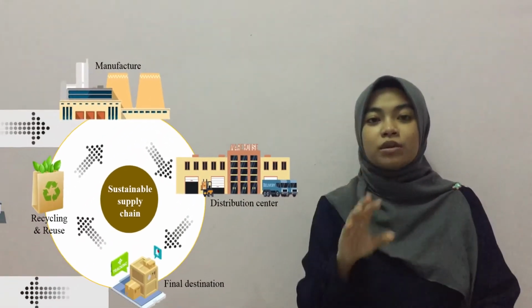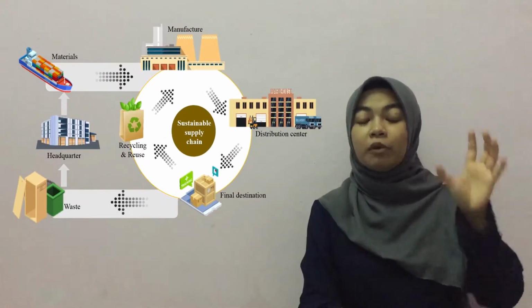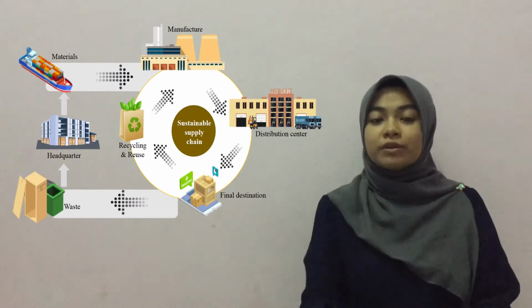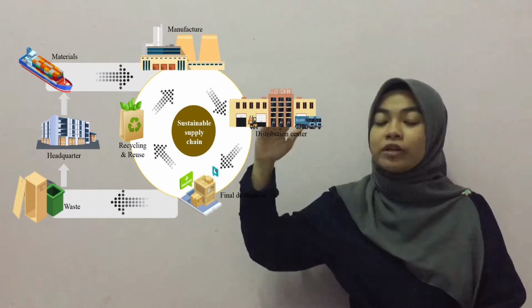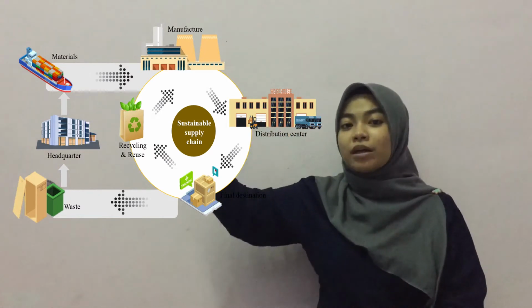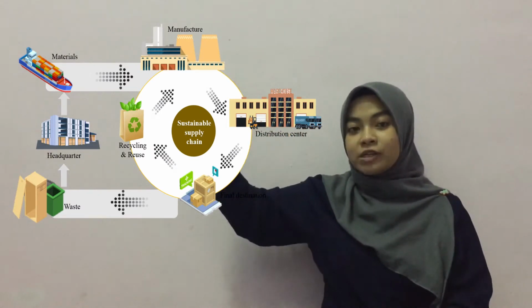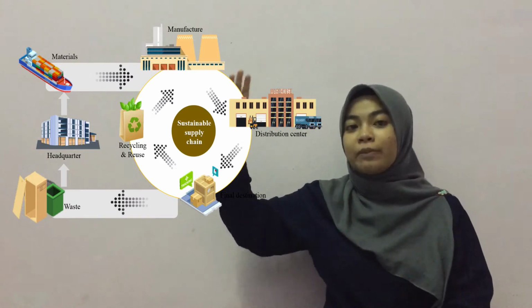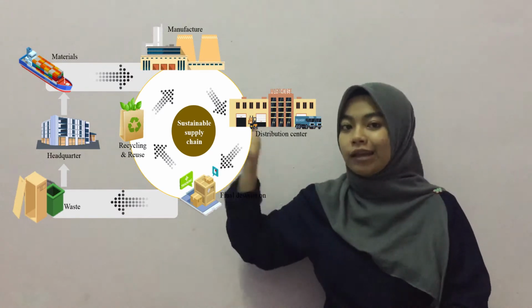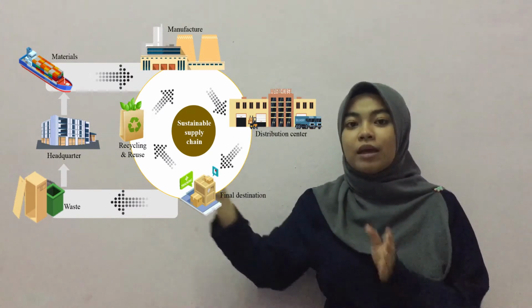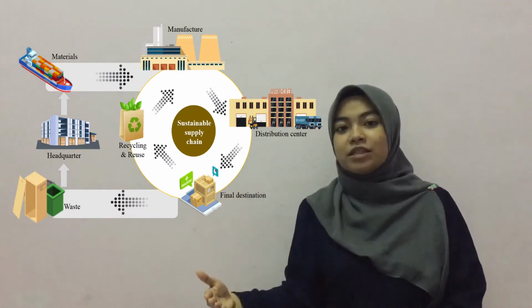In the first part, we have the supplier, which provides raw materials. Raw materials will go to the manufacturer. At the manufacturing stage, the product is produced. After the products have been finished, they will go to the distribution center. From the distribution center, they can go to the final destination.